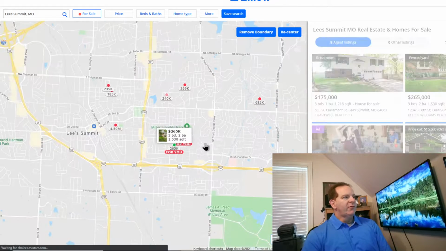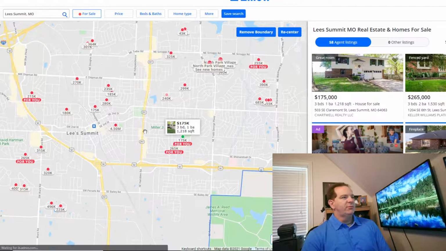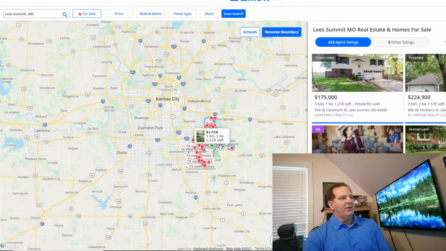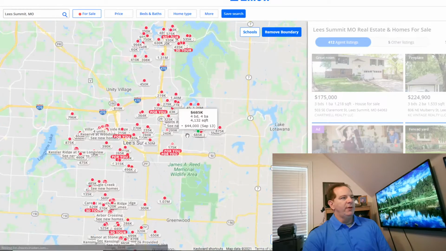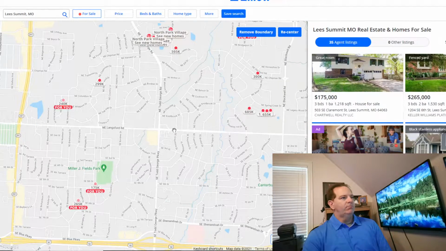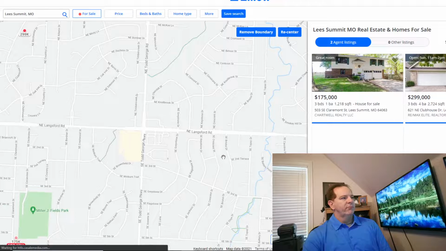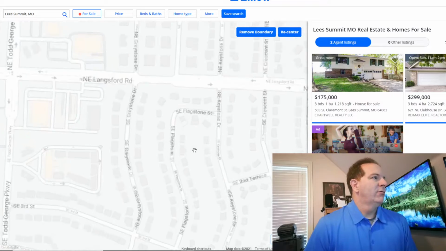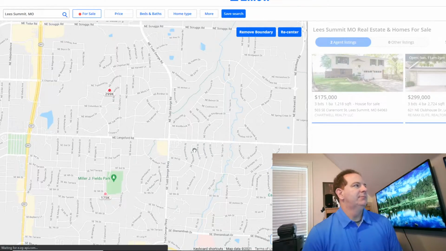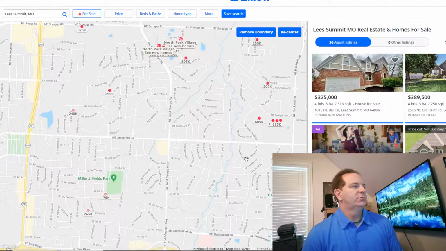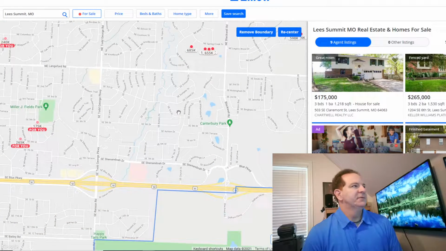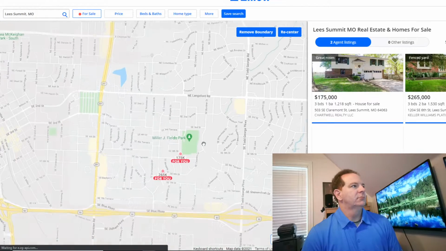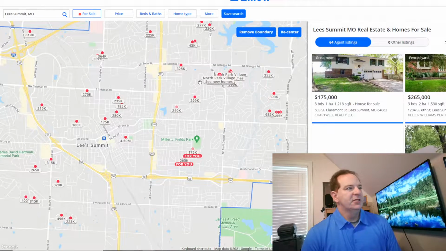So this is a neighborhood. This is a town in, I'll zoom out and show you if I can, Kansas City area outside of that. So we're going to zoom in to here and take a second. We're going to find that property I was looking at again. Let's see. Right in here. Okay. So we're going to zoom in and get a radius of the town.